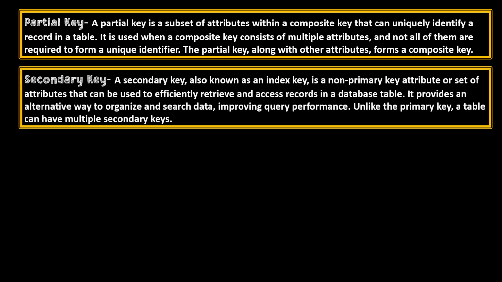Secondary key. A secondary key, also known as an index key, is a non-primary key attribute or set of attributes that can be used to efficiently retrieve and access records in a database table. It provides an alternative way to organize and search data, improving query performance. Unlike the primary key, a table can have multiple secondary keys.